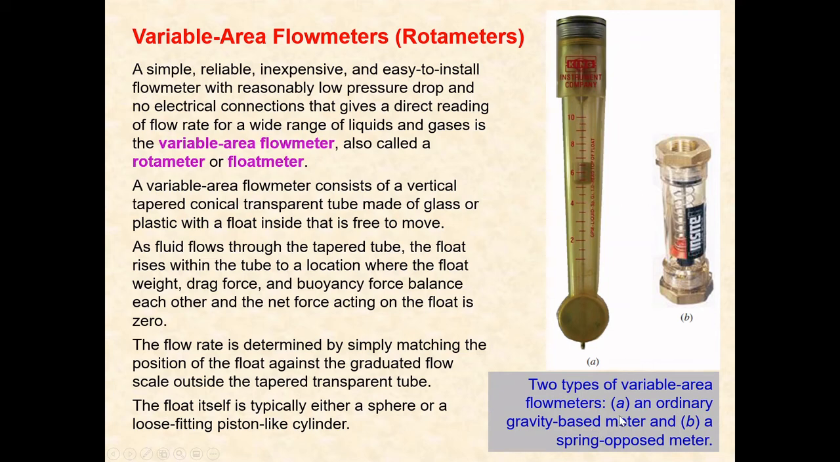Figure A is an ordinary gravity-based meter, and figure B is a spring-opposed meter. This means that if the flow comes from the bottom, it has to force the spring to contract. From this kind of contraction, we know what the flow rate will be.